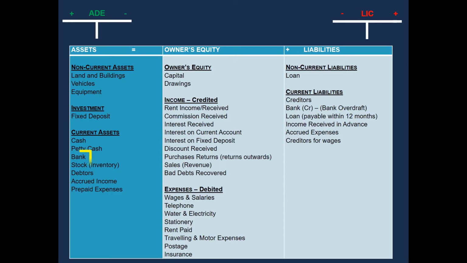Now our bank is an asset, and since our asset increased, we will enter that on the debit side. And our rent income or rent received is an income, and our income increases on the credit side, so we would enter that on the credit side. Now let's complete this transaction.